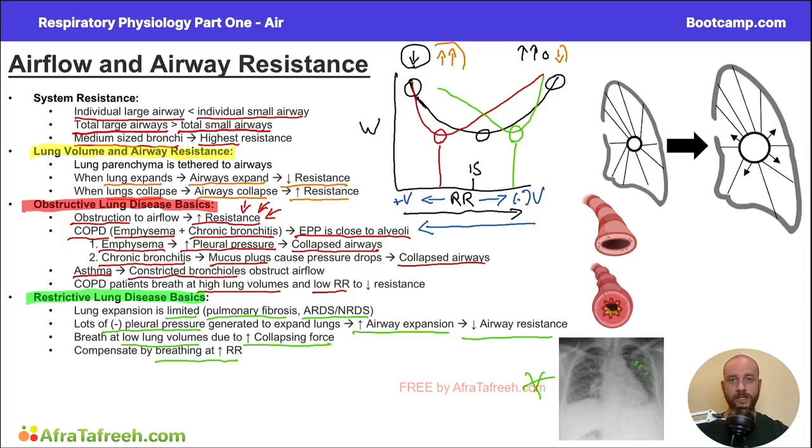And so to summarize, for obstructive lung disease patients, they're going to be taking slow, deep breaths over here because at high lung volumes, the airways are going to be open, and that's going to minimize the work of overcoming airway resistance. And for restrictive lung disease patients, they're going to be breathing over here, which is going to be fast and shallow breaths because at low lung volumes, they're going to be minimizing the work of overcoming elastic recoil.